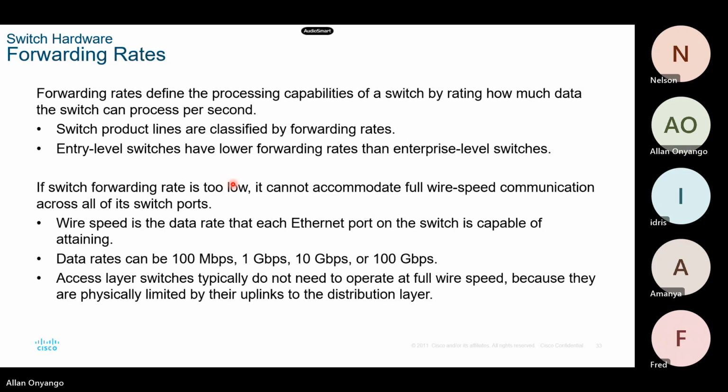Now, we need to also therefore note that access layer switches don't need to operate at their full wire speed. And basically this is because they normally are physically limited, but they have uplinks to the distribution layer switches. So that is, again, very, very important for us to be noting.